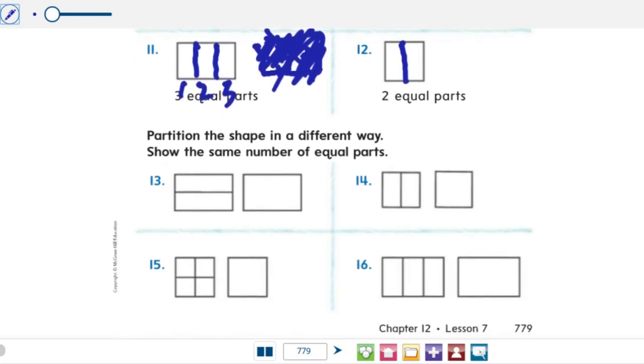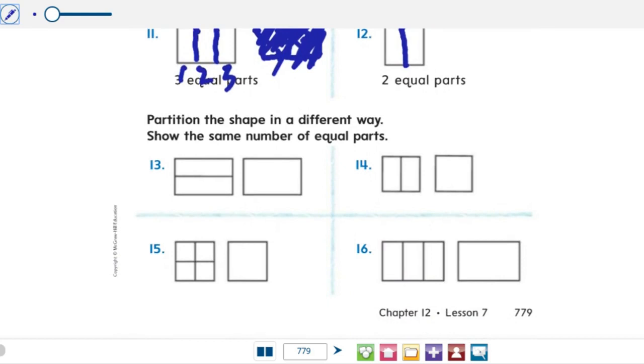All right. Number 13 is going to ask us to partition the shape in a different way, and then show the same number of equal parts. For this one, they're showing us that we've cut it going left to right. So if I need to have 2 equal ones that are different, I'm going to go to the middle and cut it straight down. And hopefully I'm pretty close to the middle. And there we go, 1 and 2 equal parts.